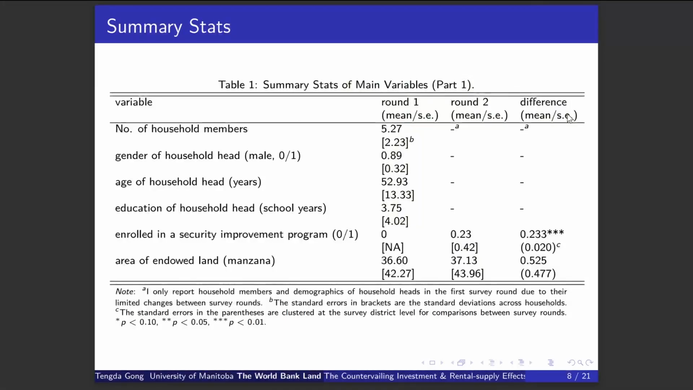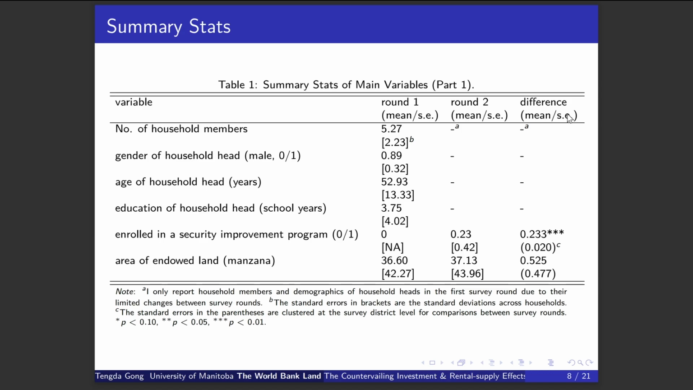Okay, so this is the summary statistics. We have the household members are mostly 5 and above, mostly male, and age is about 50. Education is relatively low, but I think it's good for that time, close to 4. And then you have security improvement, program improvement increases. The area also increased a little bit. Part of that is because they purchased land after the program.